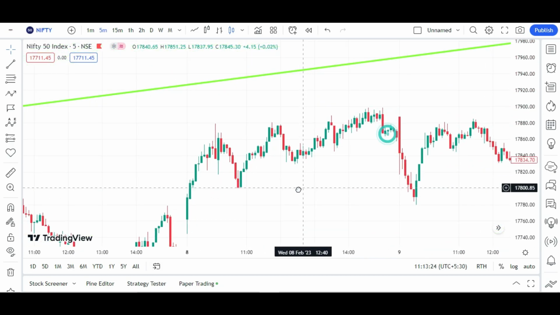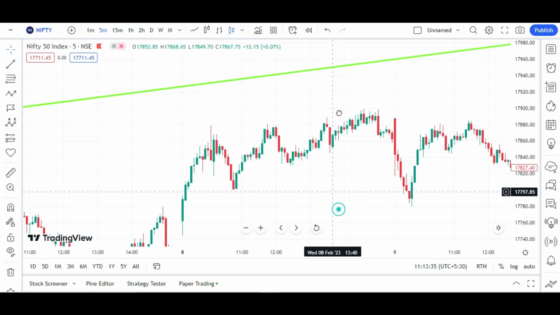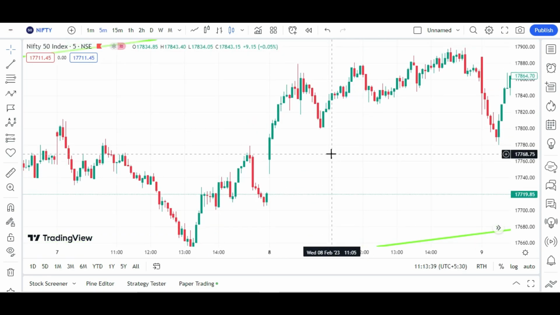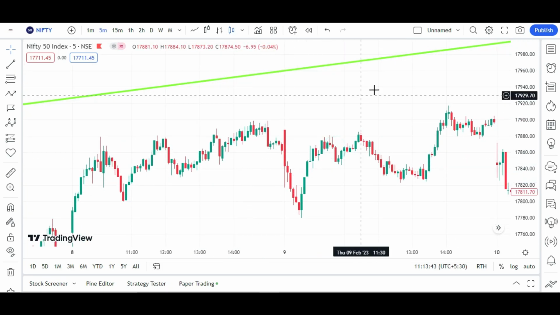You can do your analysis on the bigger time frame like the 1 hour time frame, and you can look for your entry on the lower time frame. So your risk will be minimum and your reward will be maximum. So this is a plus point of using a trend line.